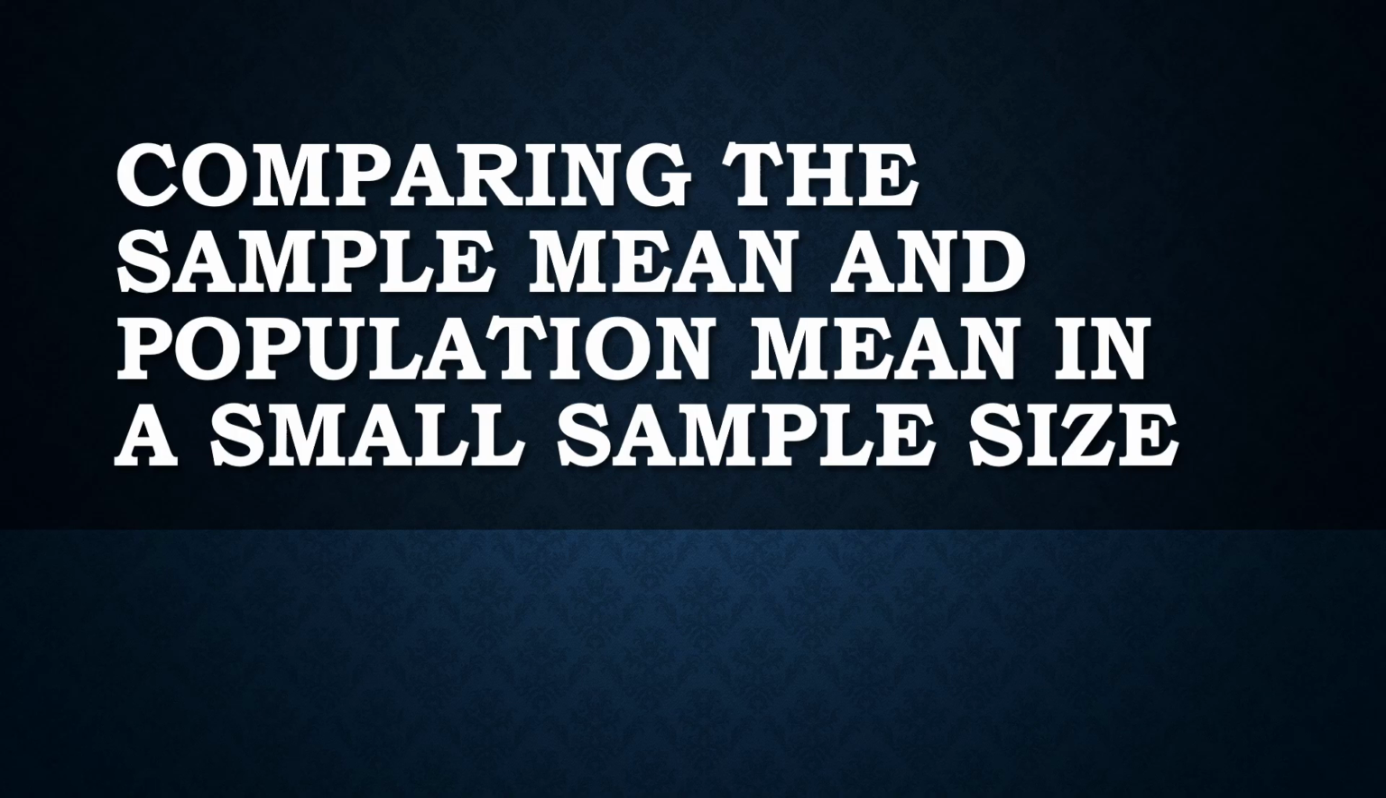Good day everyone. Today we will be discussing comparing the sample mean and population mean in a small sample size. Last meeting we discussed comparing the sample and population mean in a large sample size. So what's the difference between the two? Last meeting we discussed a large sample size wherein we deal with the z value. Today, since we deal with the small sample size, we're going to deal with the computed t value.